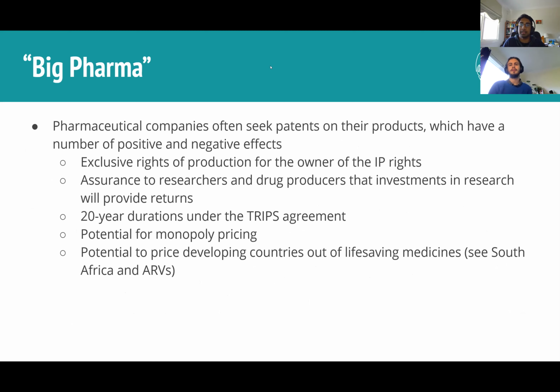There's also the issue of patents in general. There are positive and negative effects, and also effects which can be positive or negative depending on your outlook. A patent, if you don't know, is basically something that says, I invented this, so I'm the only one who gets to make it or decide who else can make it for the next 20 years.